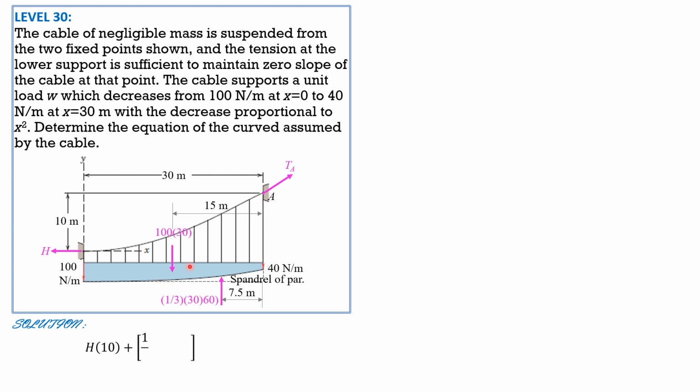So summation of moment about A equals 0: H times 10 plus 1/3 of 30 times 60 times 7.5, minus 100 times 30 times 15, equals 0. So H times 10 equals 100 times 30 times 15, and we can now solve for H. H is 4050 newtons. Having found H, we can now derive the equation of the cable by considering the loading up to distance x, as shown in this free body diagram here.